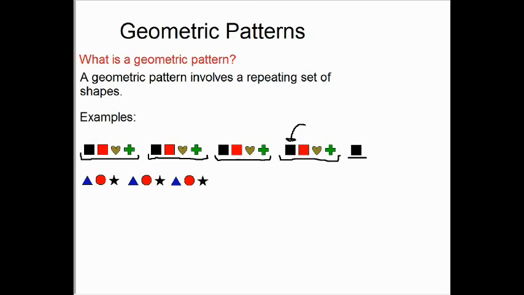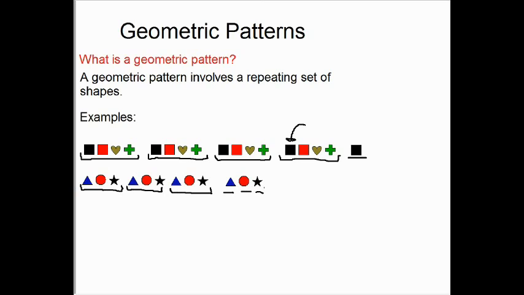Here's another example where again we have a repeating set of shapes. In this set we've got a blue triangle, red circle, and then a star, and that pattern repeats itself over and over again. Again we assume this could go on forever, so if we were going to continue the pattern, it would be that set just repeated. So a blue triangle, red circle, and then a star.